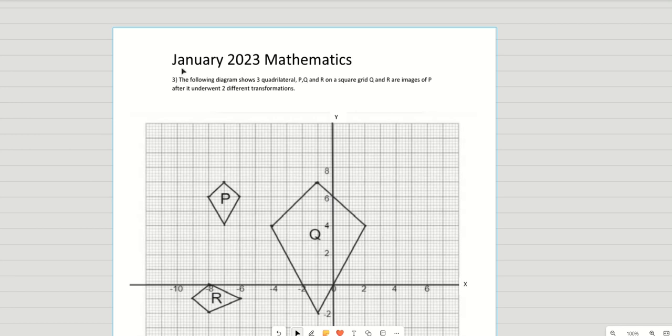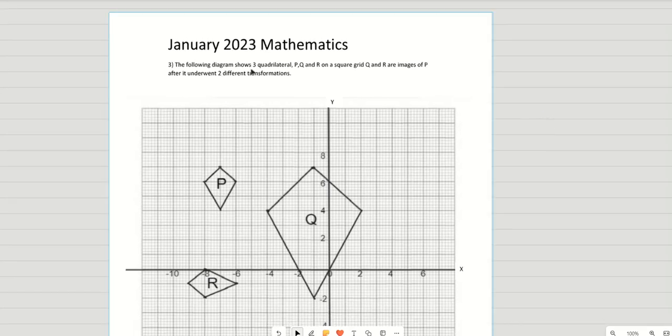Right, so today we're going to be doing January 2023 mathematics, January 2023 number 3. All right, let's read the question. The following diagram shows 3 quadrilaterals. Quadrilateral just means quad is 4. It's a 4-sided shape, right?